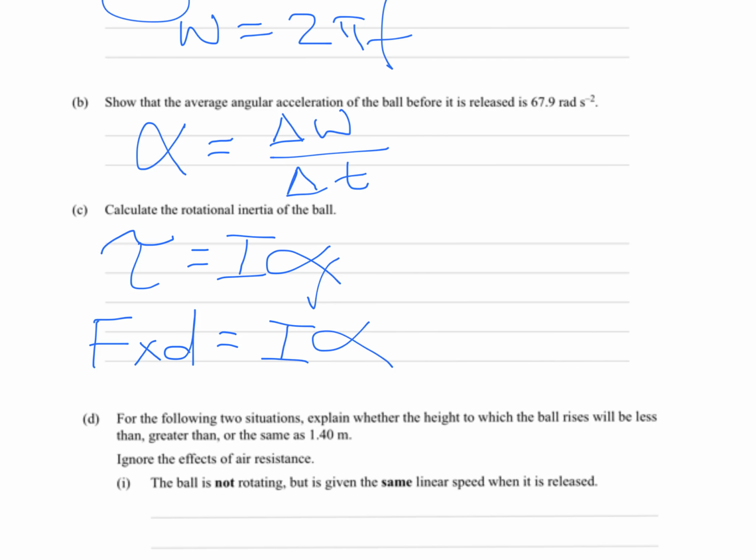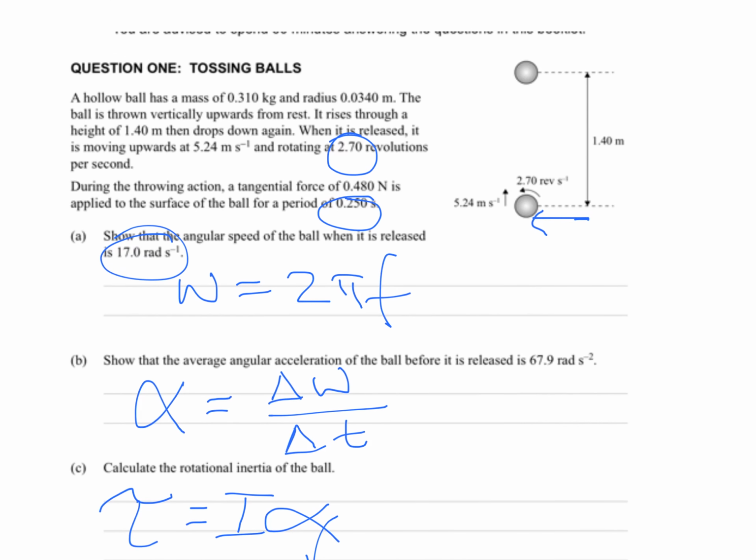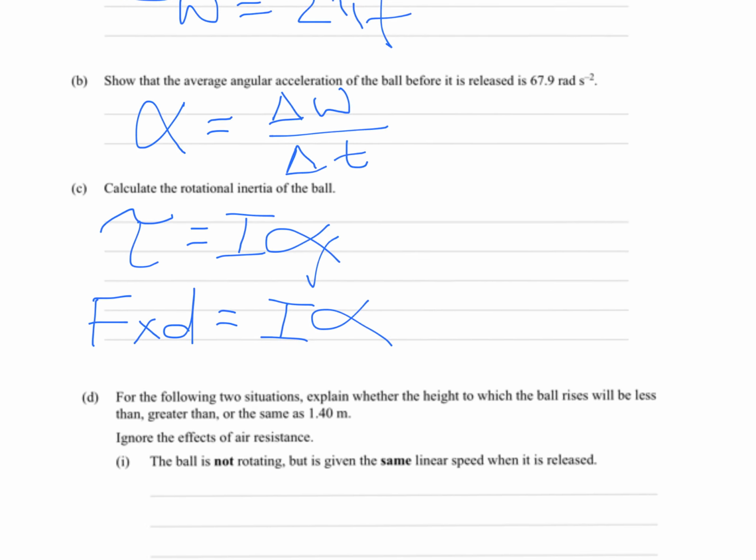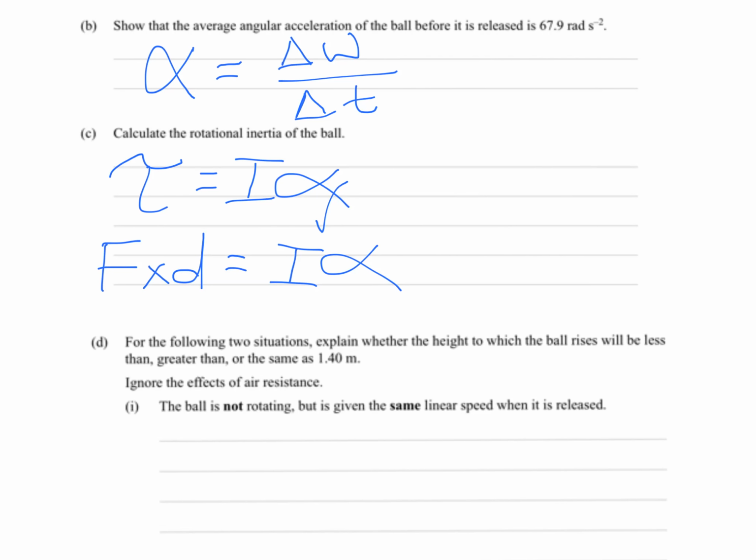So if we can quickly cruise back up to the top there, we can see we were given the force of 0.480 newtons, and it's applied obviously at the radius, which we've got there, so there's our force times our distance as the radius. We can plug that in and rearrange for I, so we end up with rotational inertia equals Fd over angular acceleration that was previously shown above. Okay, we're blazing through this one. I'm trying to keep it short.